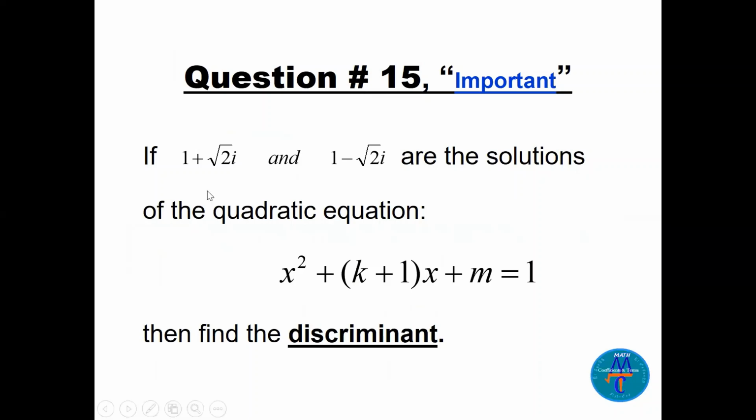If 1 plus square root of 2i and 1 minus square root of 2i are the solutions of the quadratic equation here, find the discriminant. See, I gave you the solution, x1, x2, solution of this. And we have to find k for sure. We have to find m. Remember, we have small a, small b, small c. This m minus 1, you have to bring the 1 there, equals 0.